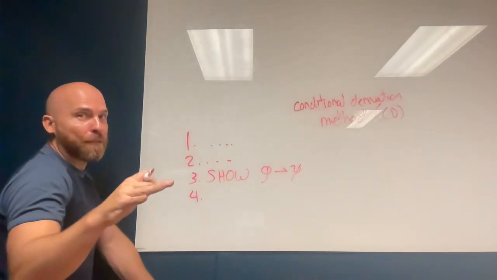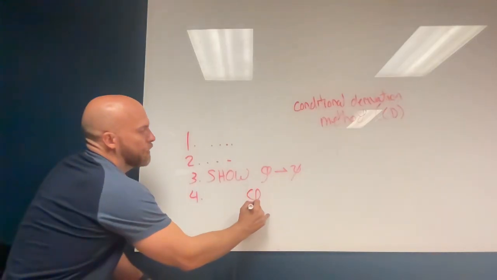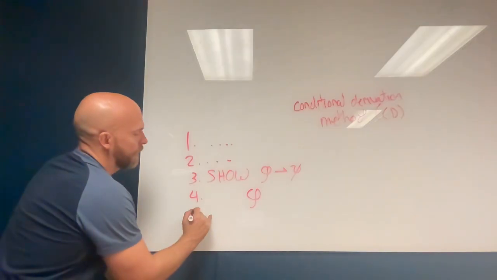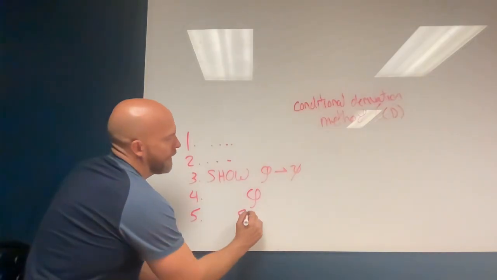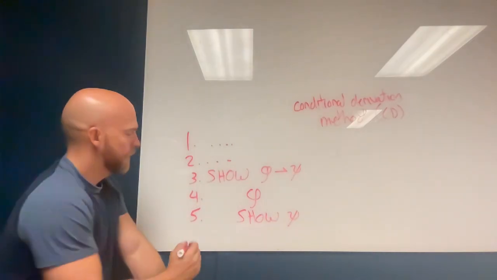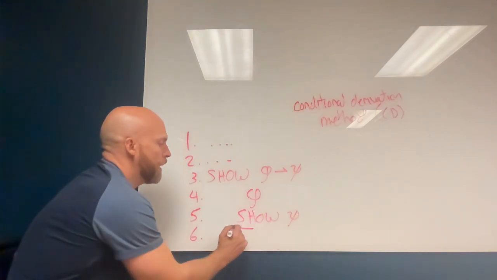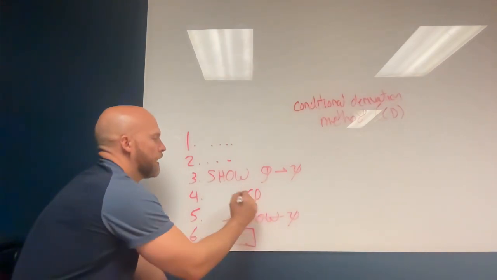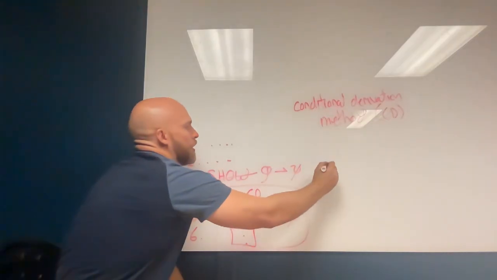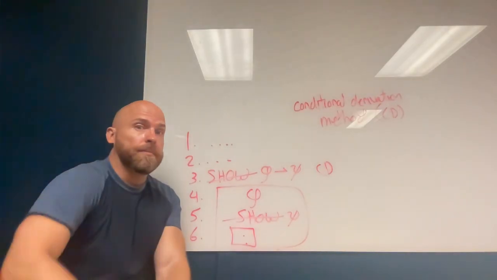First thing you do, every single time, it's a recipe. Don't overthink it. Assume the thing the arrow is pointing from. Add a show line for the thing it's pointing to. Then try to apply your rules. That's it. You box this up when you're done. You mark that off. You box the whole thing up when you're done. You mark that off and you are done. Conditional derivation.